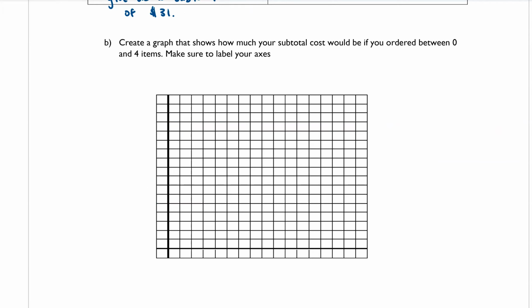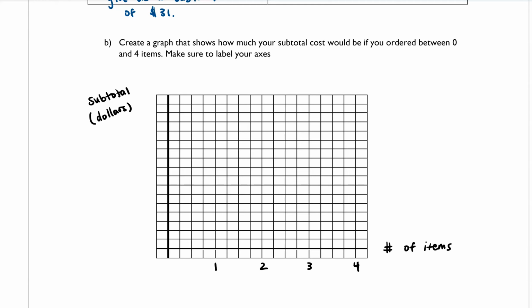All right, part B says create a graph that shows how much your subtotal cost would be if you ordered between 0 and 4 items. Make sure to label your axes. So our horizontal axis here will represent number of items that we order. And our vertical axis is going to be our subtotal in dollars. And we have a lot of tick marks here, so I'm going to make it so that every 4 represents one item. So 2, 3, 4, because it only asks between 0 and 4.